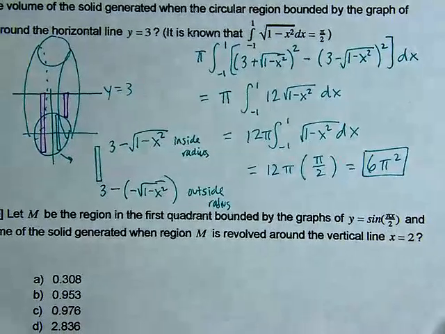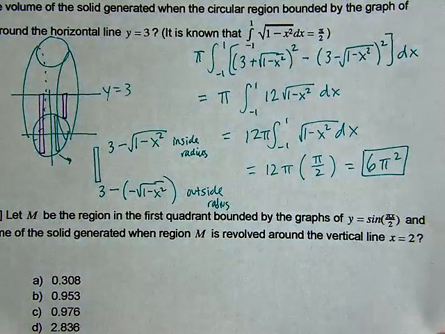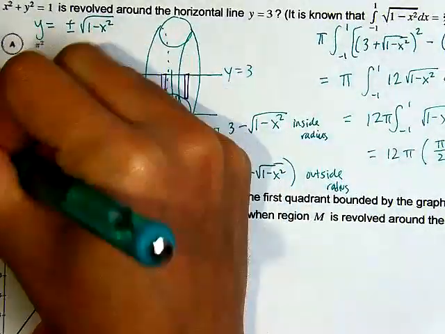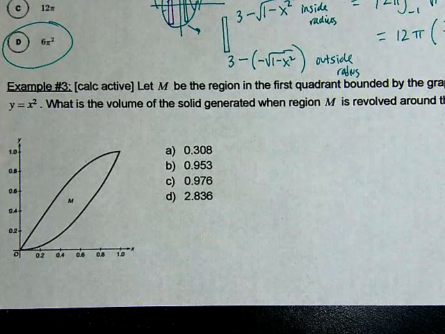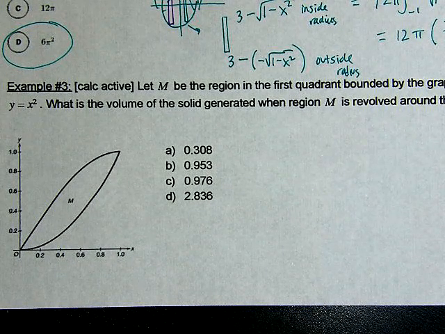You end up with 6 pi squared. That is the volume of that donut. Okay, our last example, we're now going to rotate around a vertical line.